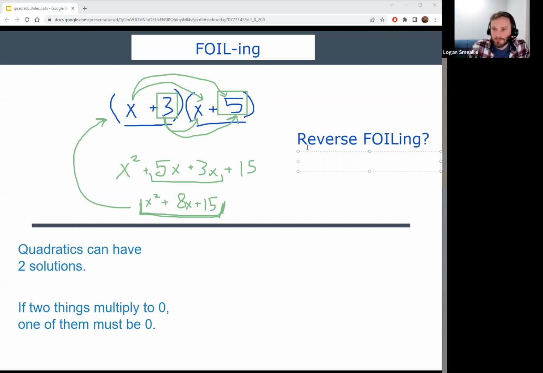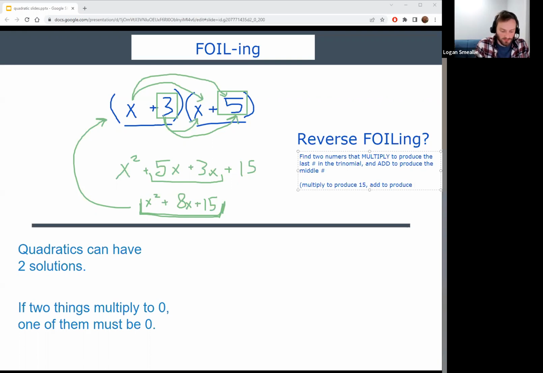To do that, you need to find two numbers that multiply to produce the last number in the trinomial, and add to produce the middle number. So here it's multiply to produce 15, add to produce 8.